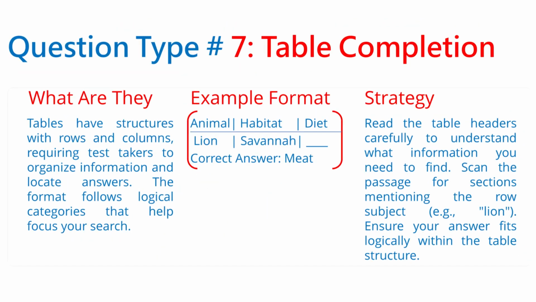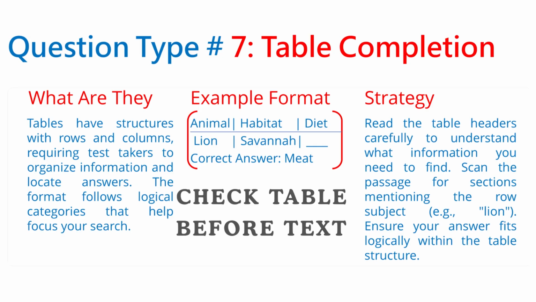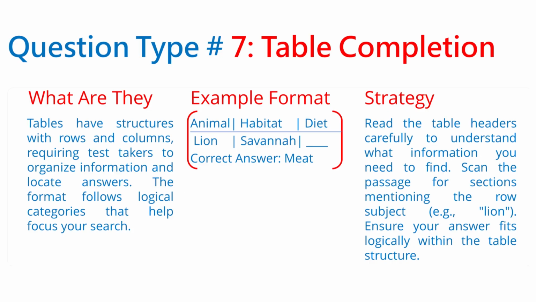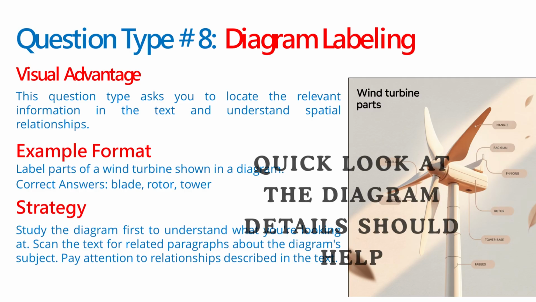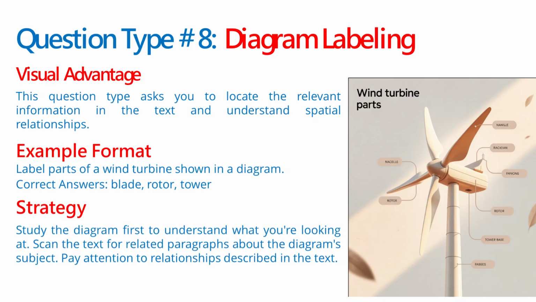Table completion is one such question, which is moderately difficult. A table has rows and columns, and it requires students to organize information and locate answers from the text. So reading the table initially is a better way than going to the text. Diagram labeling is also one of the moderately difficult question types for students. In this type again, studying the diagram first and having a quick look at the diagram can give you an idea about what information the text might have about the diagram.